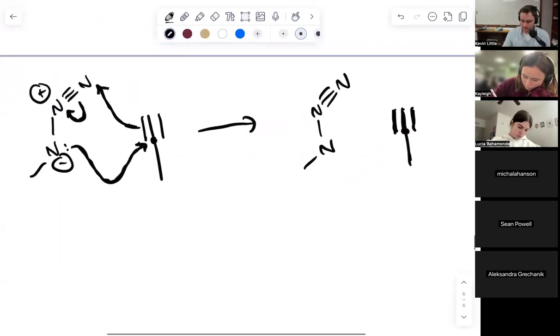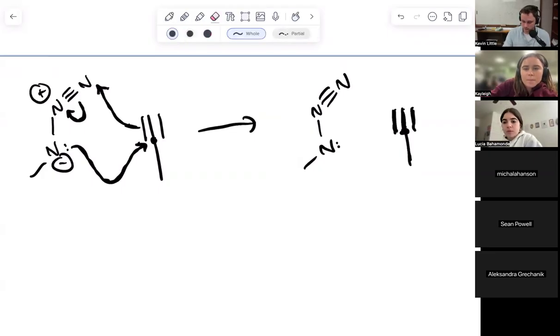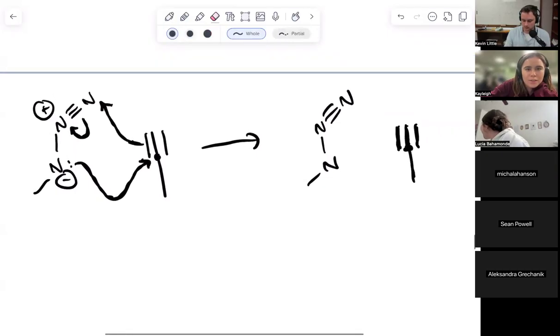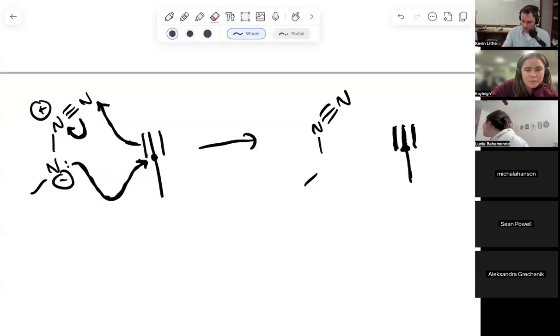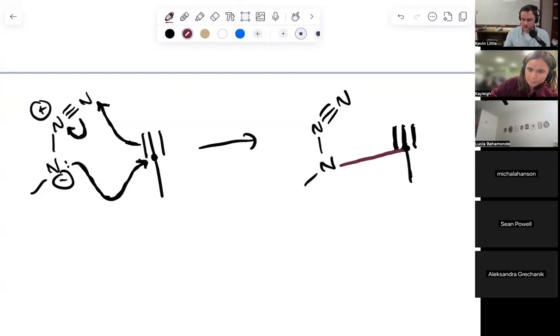So let's go step by step. This lone pair is being shared with this atom. So when a lone pair shares with an atom, we form what? Nobody? No takers? A bond. We form a bond. So there needs to be a bond between this nitrogen and this carbon. Period. In a story, it has to be.